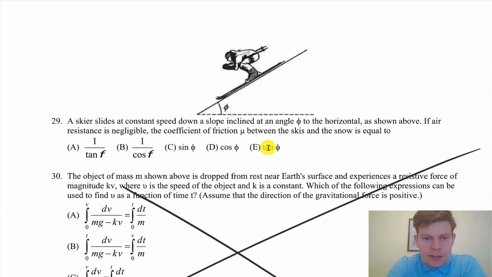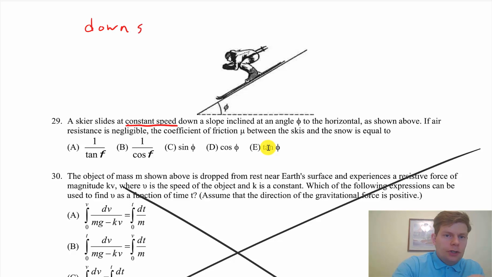29, we got this skier who slides at a constant speed down a slope inclined at an angle of phi to the horizontal shown above. Air resistance is negligible. The coefficient of friction mu between the skis and the snow is equal to what? So the big key is we got constant speed. So basically your downslope forces equal your upslope.